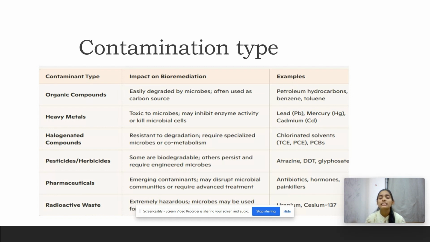Radioactive waste. It is extremely hazardous. Dealing with this is very difficult for microbes, and very difficult for bioremediation. The examples are uranium and cesium-137, etc.